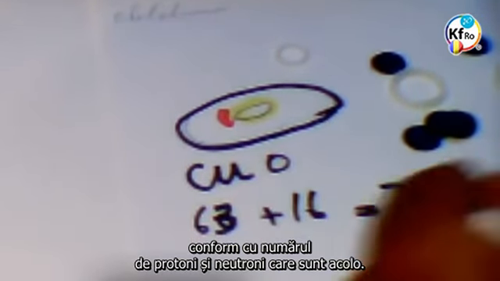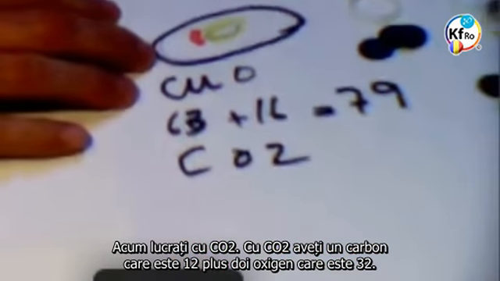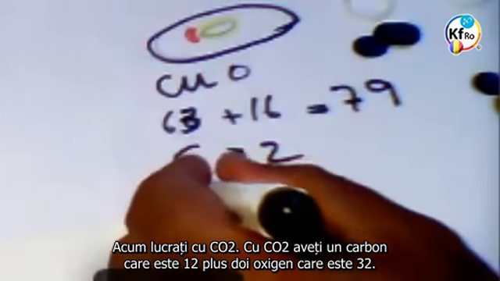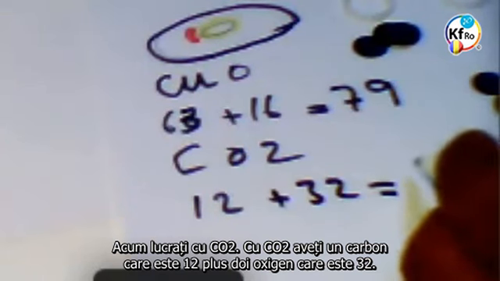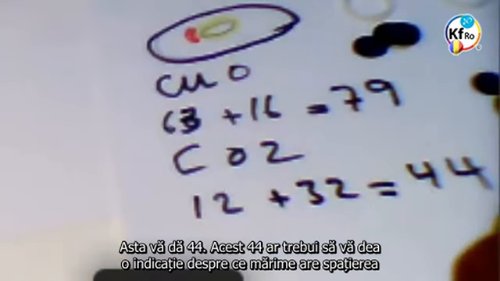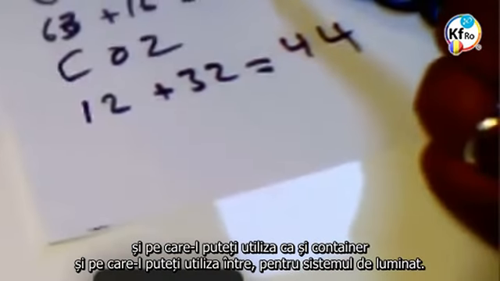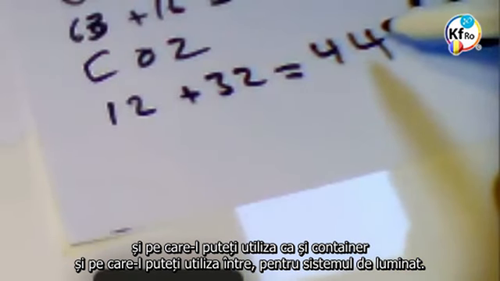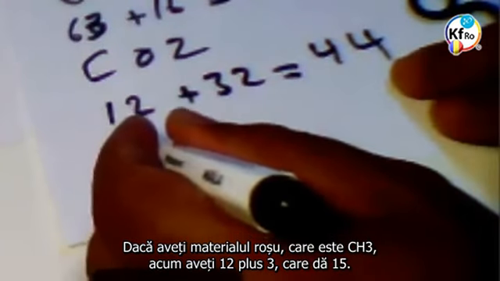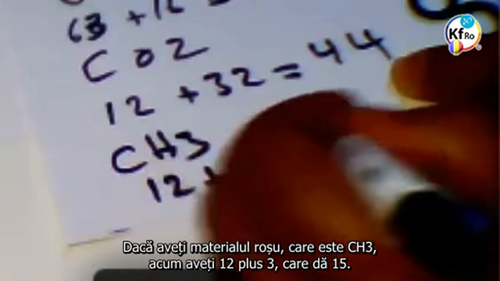Now you work with CO2. With CO2 you have a carbon of 12 plus 2 oxygen, which is 32. This gives you 44. This 44 should give you an indication what size the gap is, and which one you can use as a container and which one you can use as a light system. If you have the red material, which is CH3, now you have 12 plus 3 is 15.